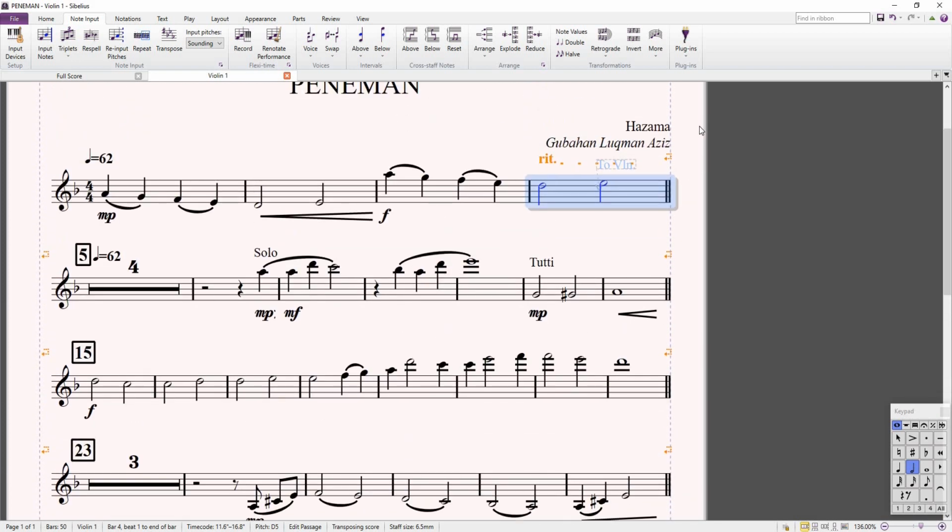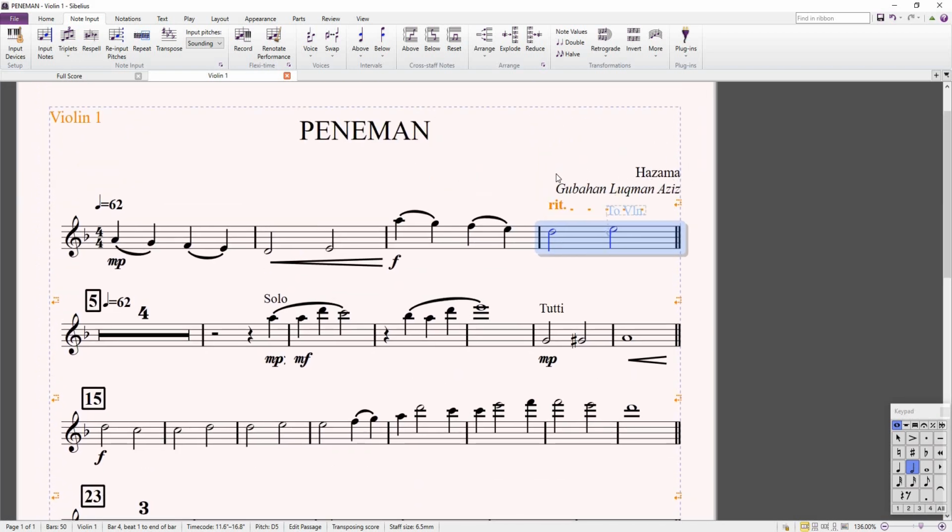But this is common practice, where you put the composer's name and your arrangement, your initials down here. So Gubahan Lukman Aziz means arrangement by Lukman Aziz. This is the only time they get to know who the person behind the score is. And first impression is very important, especially if you're a new arranger, if you are a student, or if you are just starting out in the industry. First impression is everything.